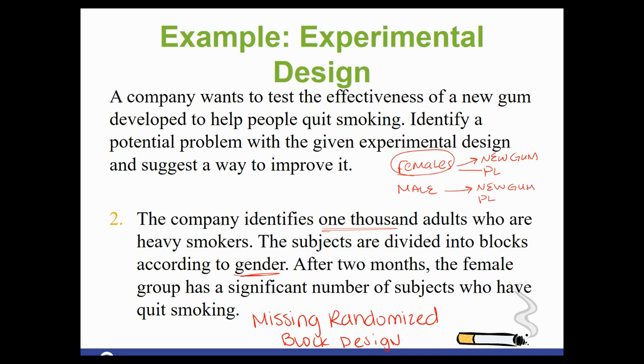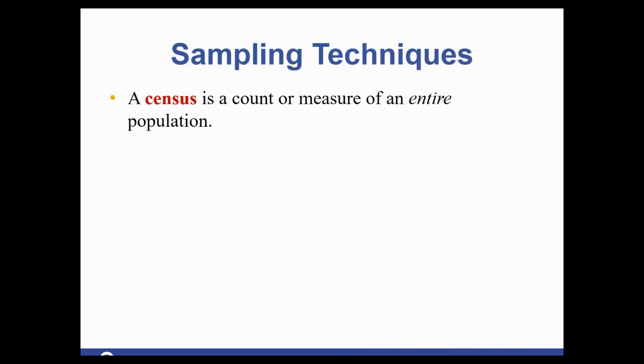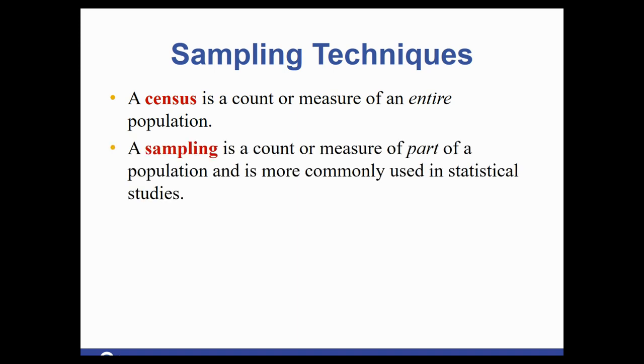And make sure you don't make assumptions. Read it word for word. Sometimes they're missing little pieces, but they've started off strong. So sampling techniques. One is a census. It's a count or measure of an entire population. A sampling is a count or measure of part of the population and is more commonly used in statistical studies. So that's just coming from having a sample.